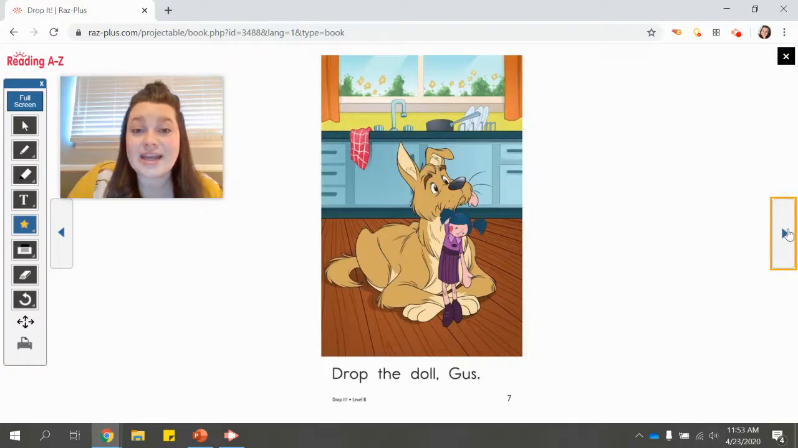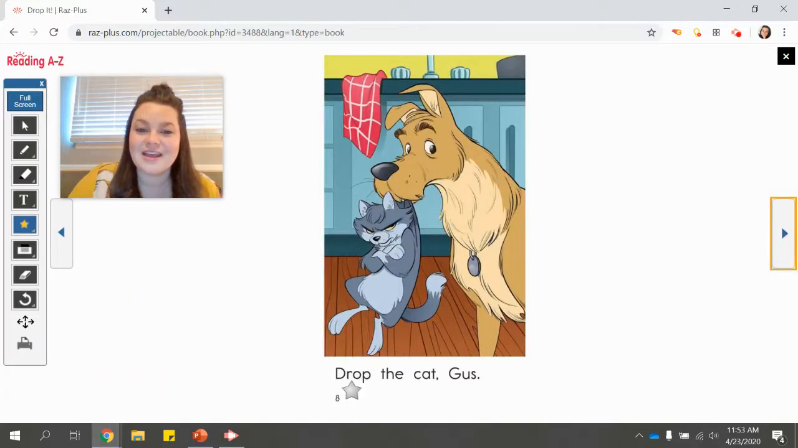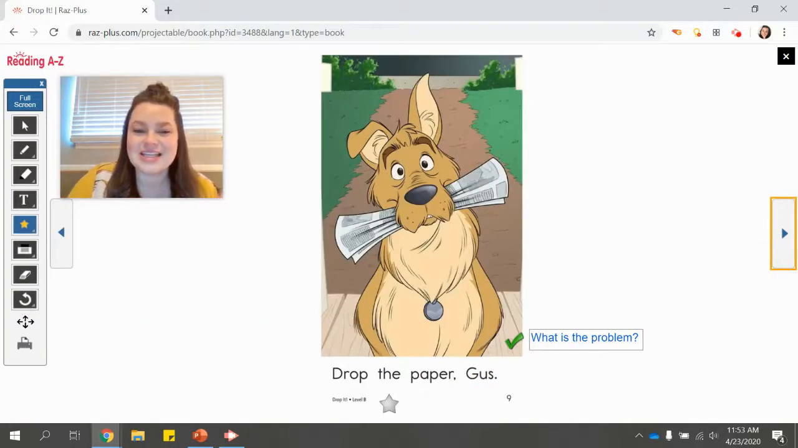All right, let's go ahead and read together. Here we go. Drop the doll, Gus. Wow, he just likes to have all of these things in his mouth. And his owner is the one who's telling him, oh, you better drop that, Gus. Let's keep reading. Drop the cat, Gus. Good reading. Ooh, that cat is looking kind of grumpy. Let's read together. Drop the paper, Gus.